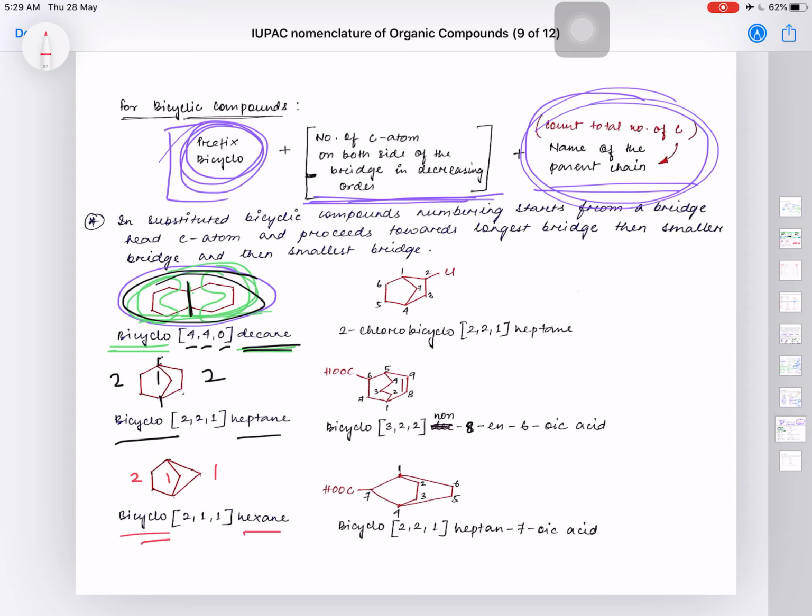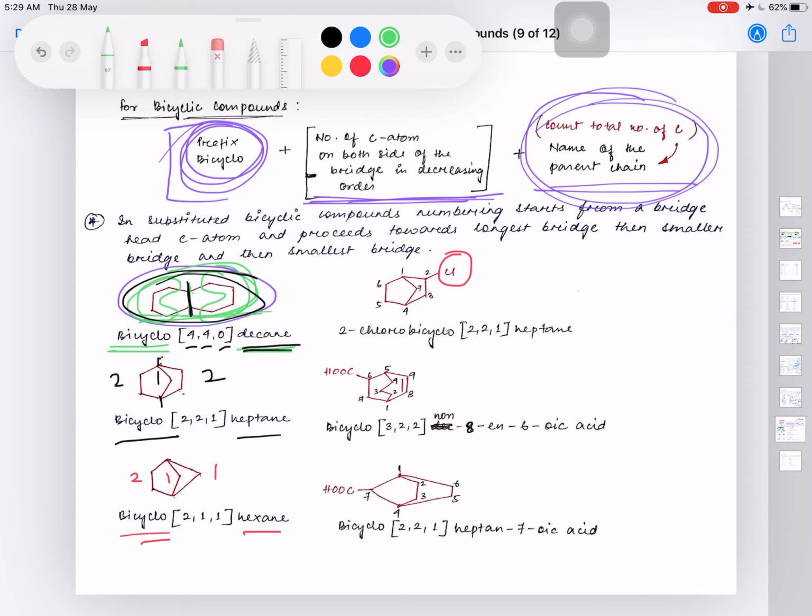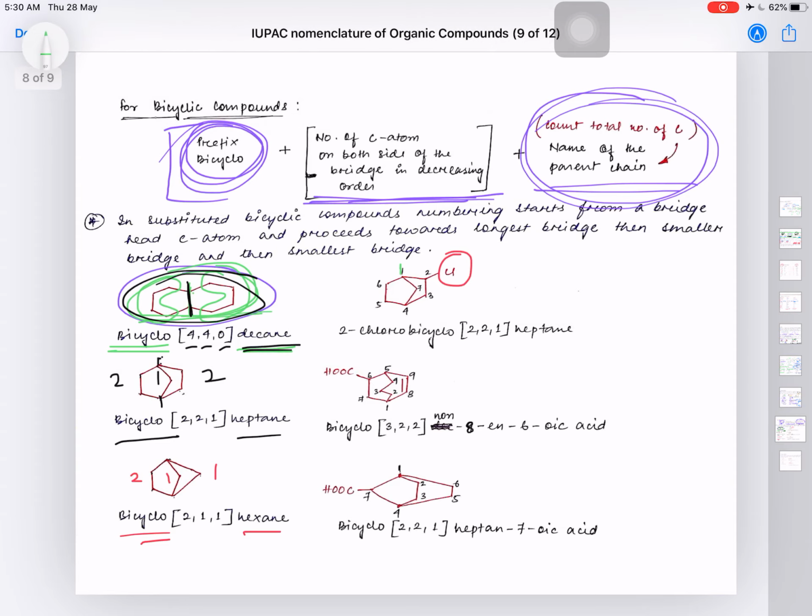Then this one is a substituted bicyclic compound. If substituents are present in the bicyclic compound, you have to number in such a way that the substituent gets the least number. It's the same thing we followed in IUPAC nomenclature for straight chain compounds. The numbering is done so that substituents, functional groups or multiple bonds get the least possible number. You start the numbering from a bridging carbon atom, give it 1, then go to the right hand side because you have a Cl substituent.